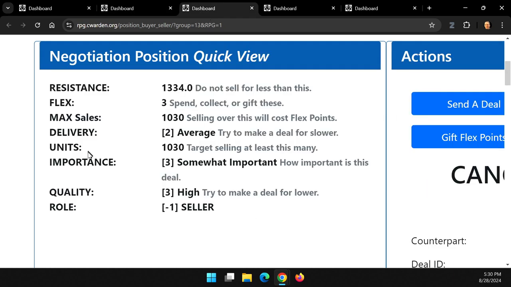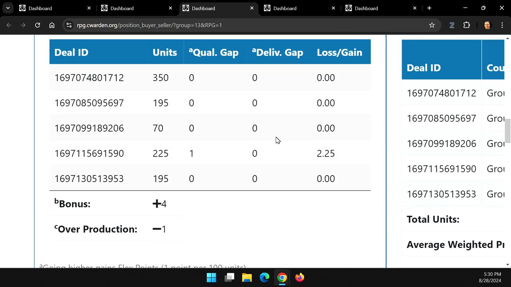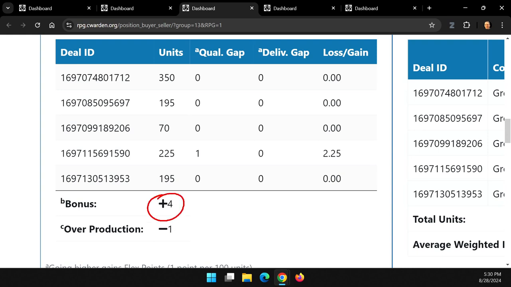In this example, the target is 1,030, which means 10% is 103. So if we come down to their flex points, we have some deals here. And we can see here that the bonus is plus 4. How many deals did they make? 1, 2, 3, 4, 5. So why don't they have 5?